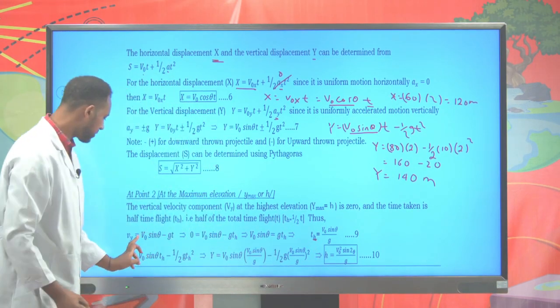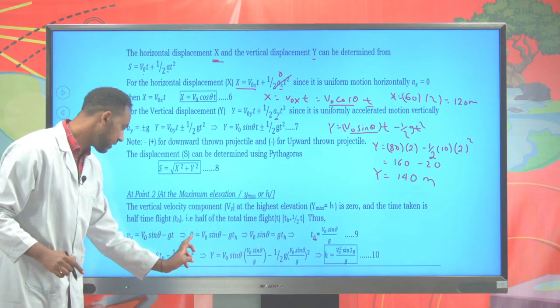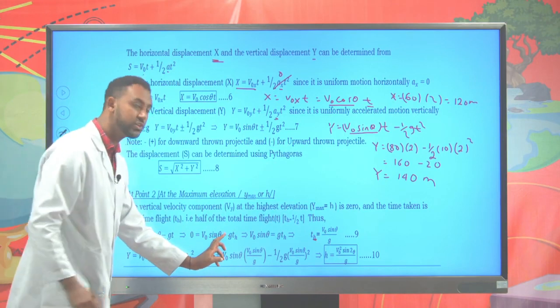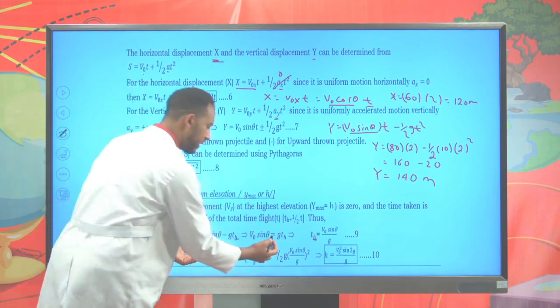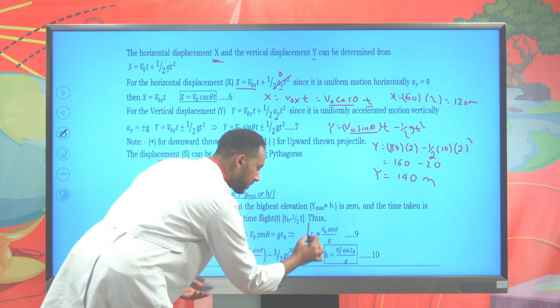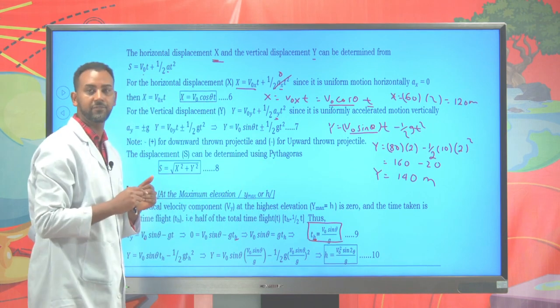Half-time of flight, because we have v naught sine theta minus g t, but the vertical velocity component is 0. So v naught sine theta minus g times the time interval, we can call it the half-time of flight. So we can have this equation. This is the equation used to determine the half-time of flight.